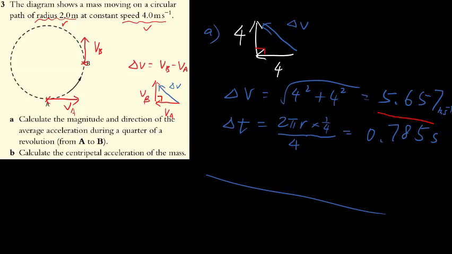And then you can find the change of time, that means how much time they spend to travel from A to B, which is a quarter of the circle, so you just simply use your math to calculate it. And therefore, for the average acceleration, like what I said, the definition is change of velocity over change of time, and therefore it is 7.2 meters per second squared.